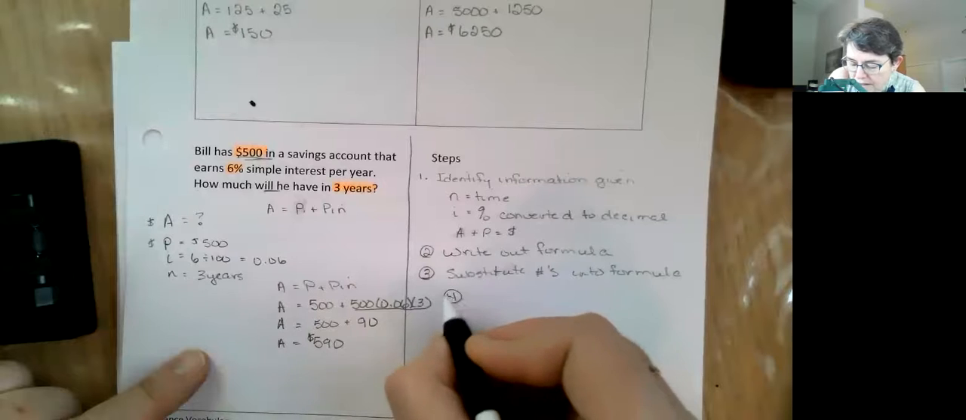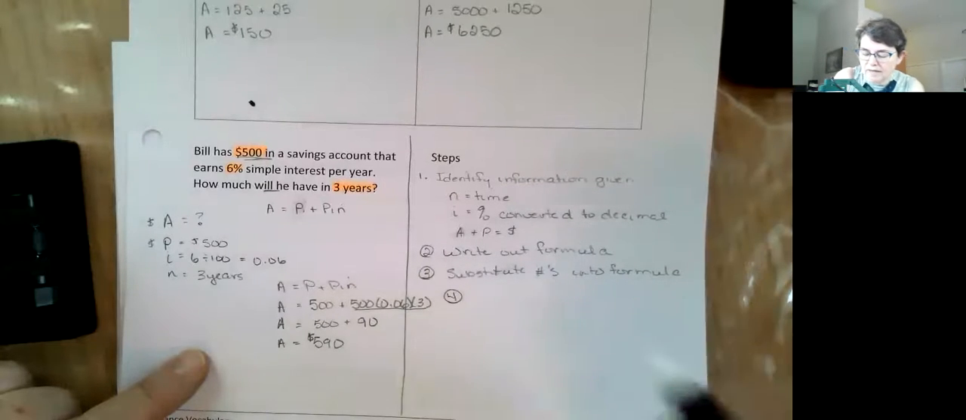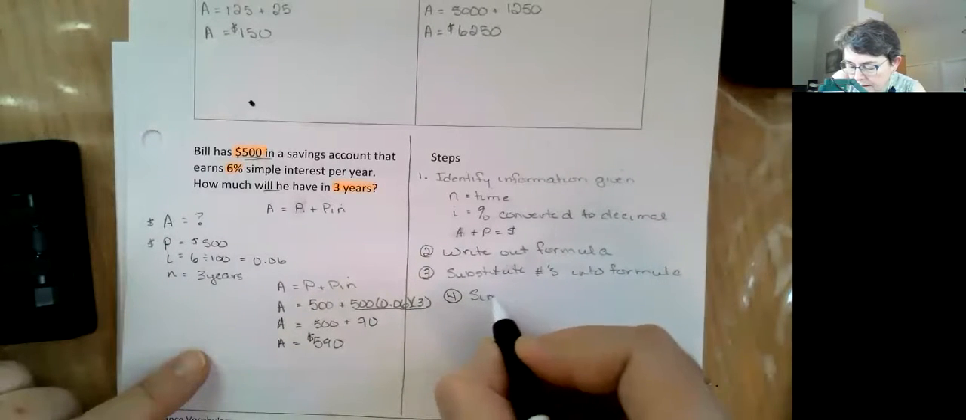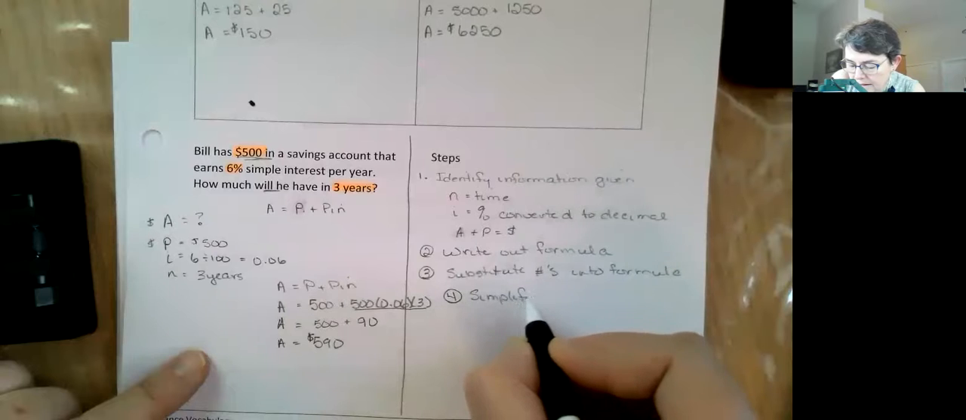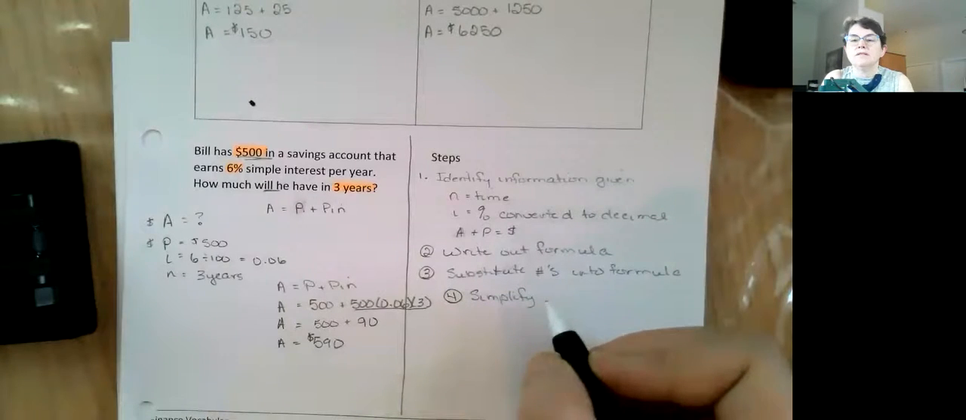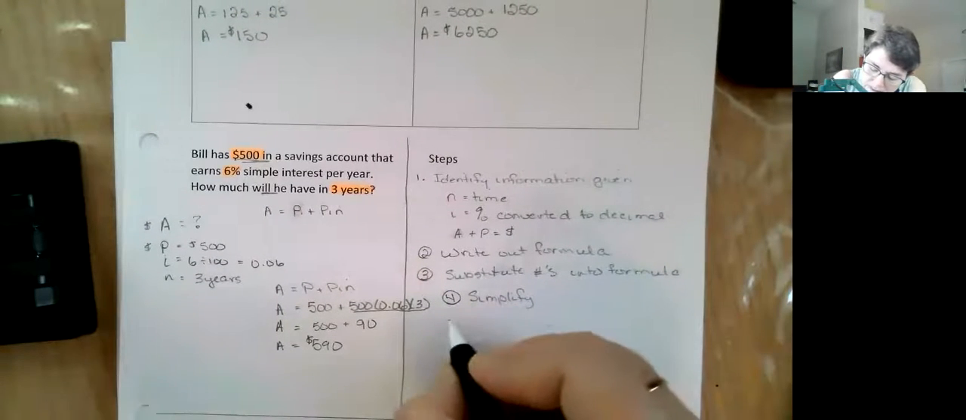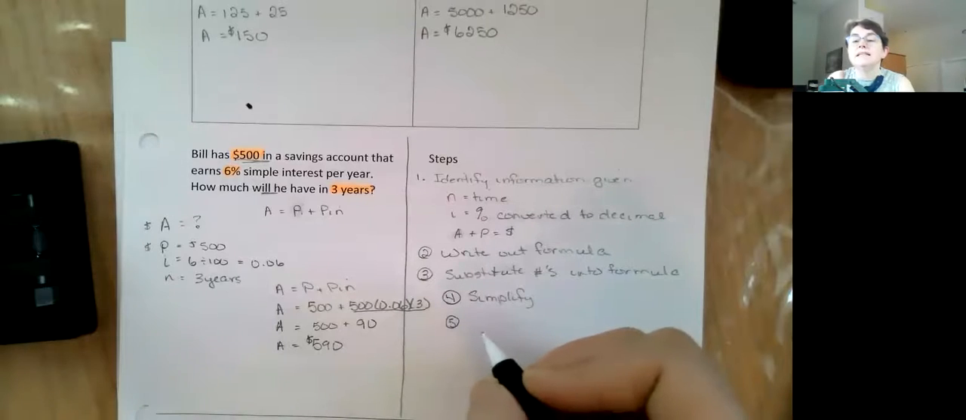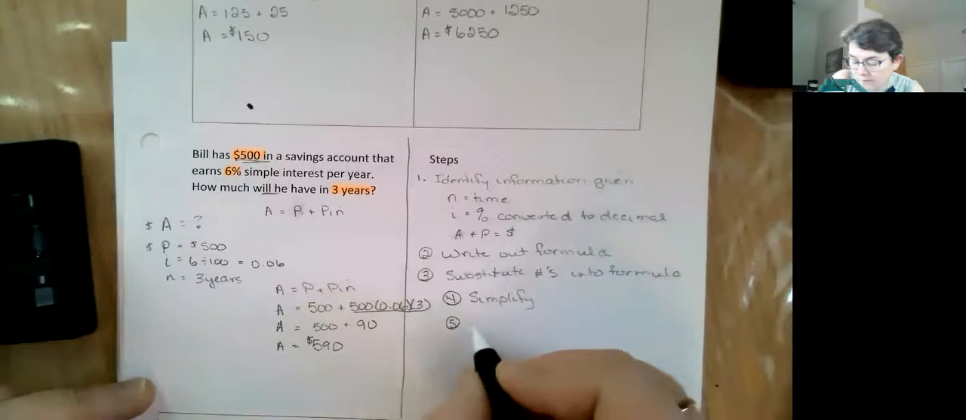So step 4, simplify. Follow BEDMAS, follow the rules for solving equations. And step 5, is it reasonable?